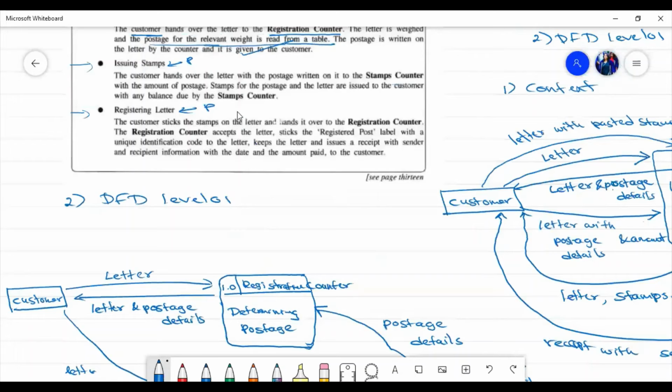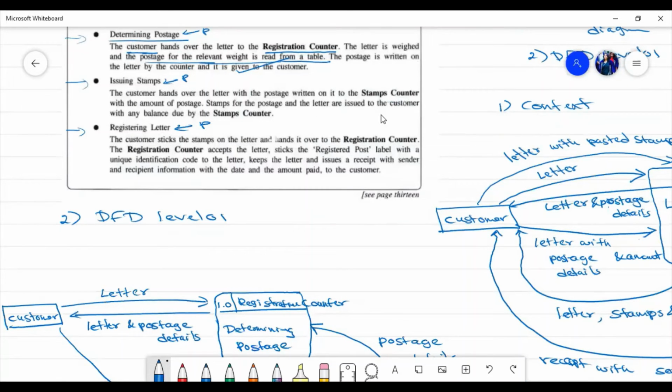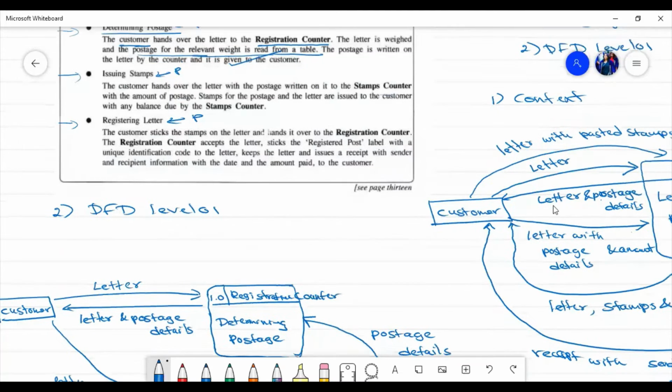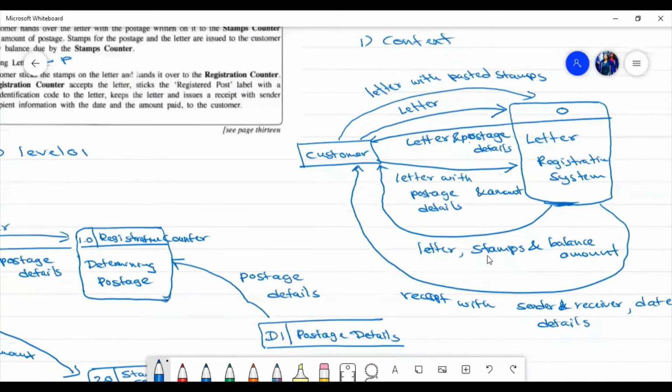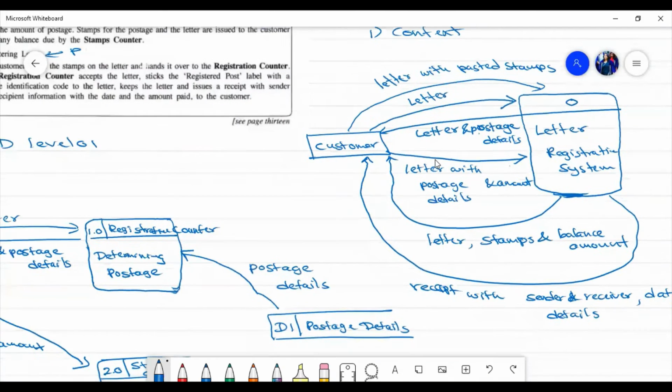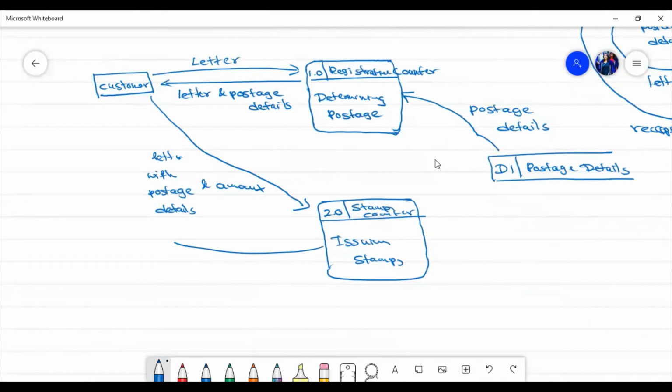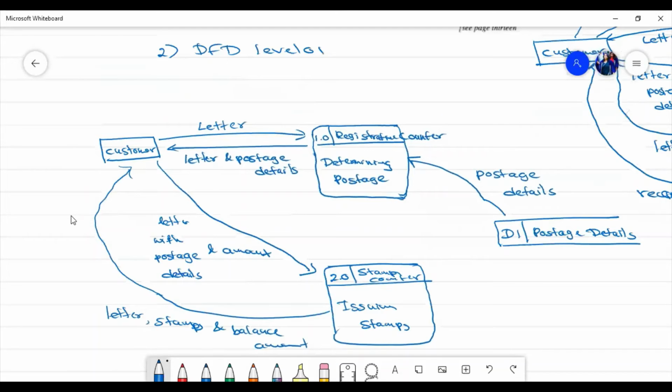And then stamps for the postage and the letter are issued to the customer with any balance due by the stamps counter. So let's look at that arrow on this one: letter, stamps and balance amount. The process will give some kind of output back to the external entity. What is that? Letter, stamps and balance amount. Done.